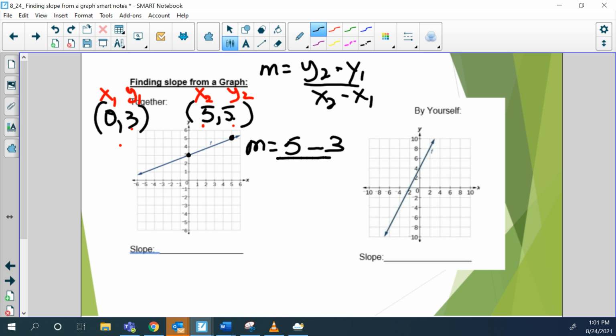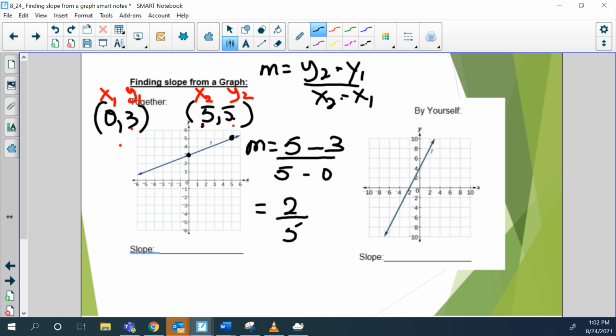And that's divided by my x2, again, this one is 5, minus my x1 is 0. 5 minus 3 is 2. 5 minus 0 is 5. And so my slope is 2/5. Okay?